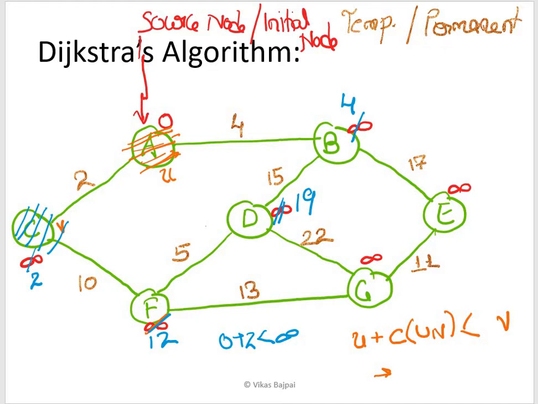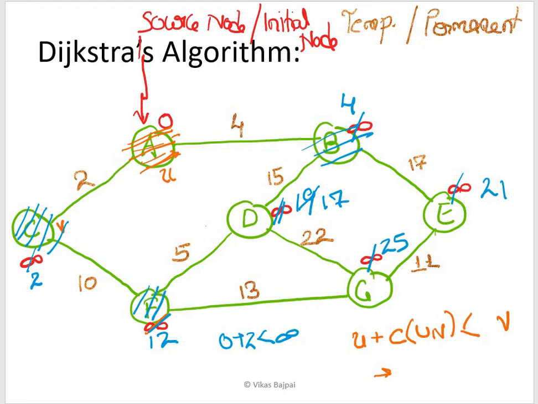Now, from 4, 19, 12, what we are going to do is 4 plus 17, which is 21. So I'm going to update it with 21, and this gets covered. So now I'm left with 12, 19 and 21, and from 12 what I'm going to do is 12 plus 13, which is 25. I'll update this. 12 plus 5, which is 17. So once again I'll update this, and this gets covered.